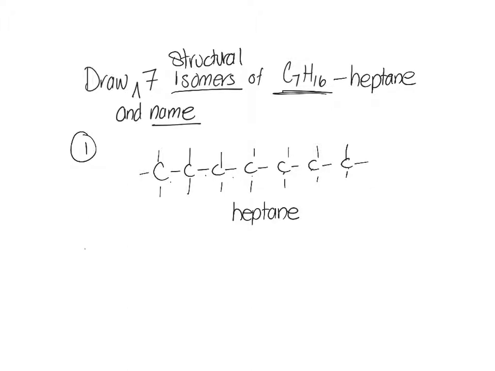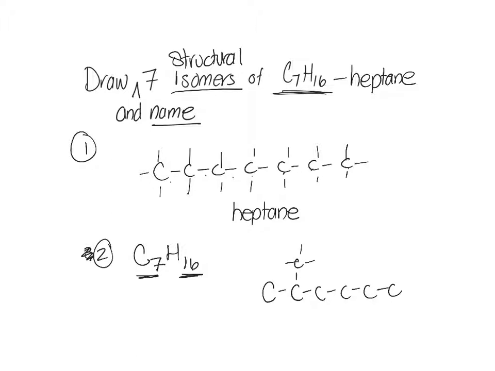Now remember that what we mean by structural isomers is that they have the same molecular formula, so the same number of carbons and the same number of hydrogens, but they're arranged in a different way, so they're called something else. So for instance, I can make a 6 carbon chain, 1, 2, 3, 4, 5, 6, and add a carbon up here instead.